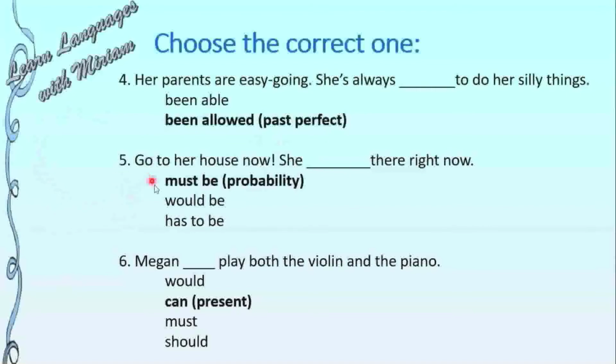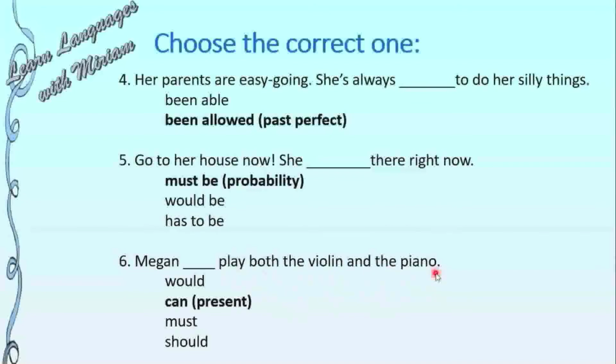5. Go to her house now. She blank there right now. The correct answer here is must be. Why? Because it's a probability. We are not sure 100%, but it's very possible that she is there right now. So she must be there right now. It's a probability.